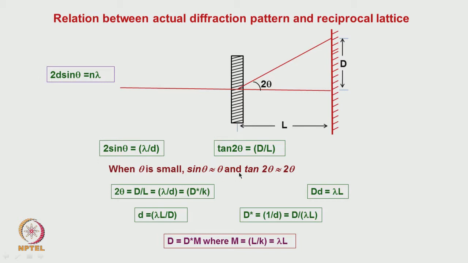And when theta is small, we will get 2 theta equals d by L equals lambda by d. This gives rise to some relationship. The distance in reciprocal space multiplied by the distance in L space equals the wavelength of the radiation times the distance at which the screen is kept from the sample.